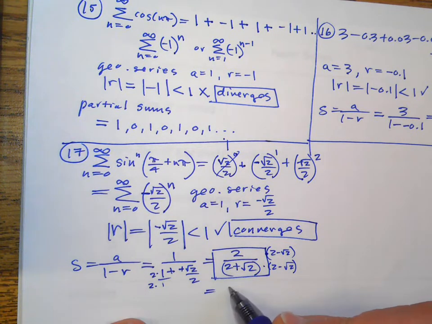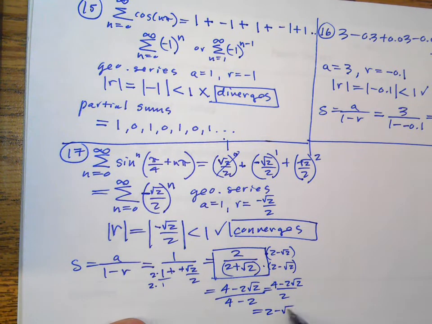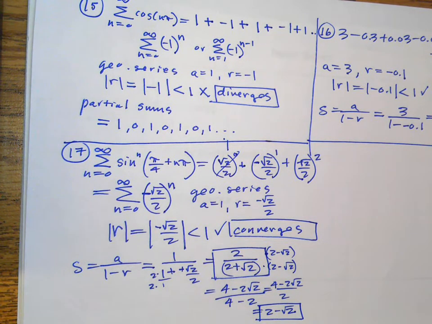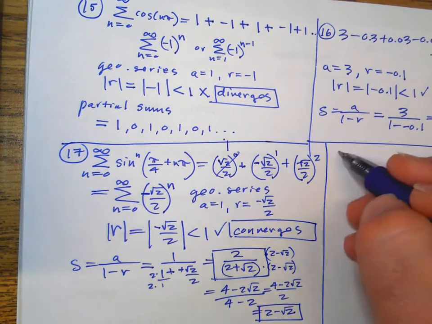If you do that, you get 4 minus 2 root 2 over, this would be 4 minus 2, so you get 4 minus 2 root 2 over 2. So you get 2 minus root 2, which I think is the answer in the back of the book. So there you go, that's how you can get the answer back. These are the same. Okay, 18.